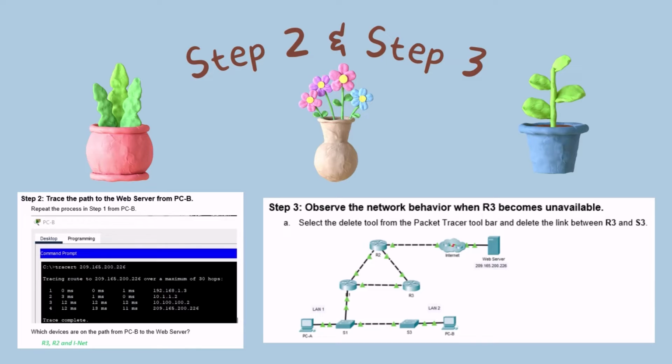In Step 3, observe the network behavior when Router 3 becomes unavailable. Question A: select the Delete tool from the Packet Tracer toolbar and delete the link between R3 and S3. So in the topology, we have to delete the cable between Switch 3 and Router 3.